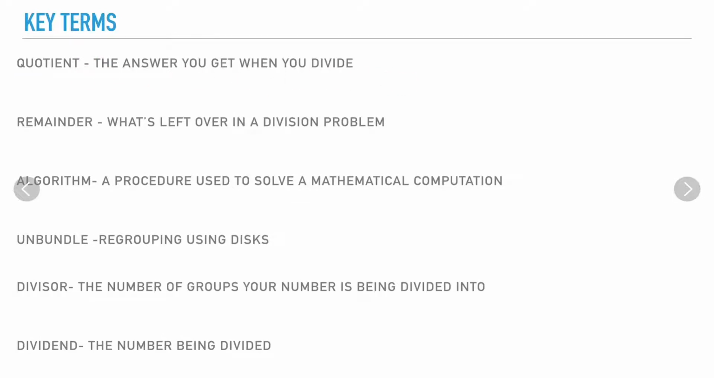The quotient is the answer you get when you divide. The remainder is what's left over in a division problem. An algorithm, we already know this from our previous lesson, is a procedure used to solve a mathematical computation. Unbundle means to simply regroup using disks. Divisor, the number of groups your number is being divided into. And dividend, the number being divided.